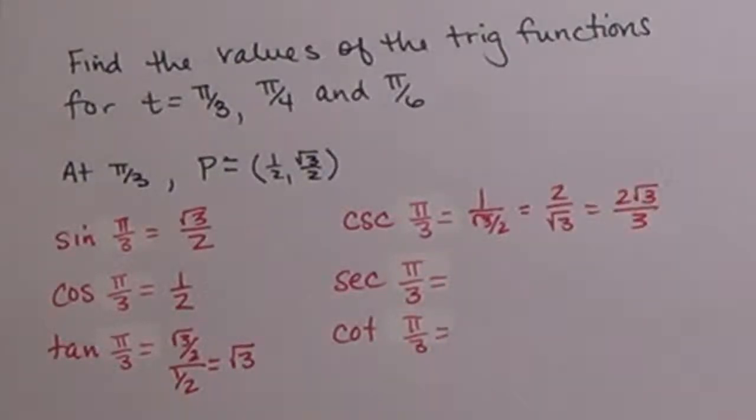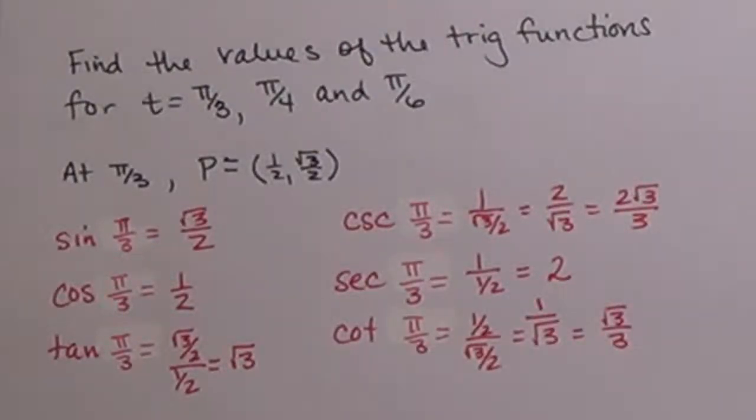For secant of pi over 3, we're looking at the reciprocal of our cosine. So we're looking at 1 over 1/2, which, simplifying, is 2. And for cotangent of pi over 3, we can think of this a couple of different ways. We can think of it as cosecant over secant, or we can think of it as the reciprocal of our tangent. So simplifying and rationalizing the denominator, we get root 3 over 3.